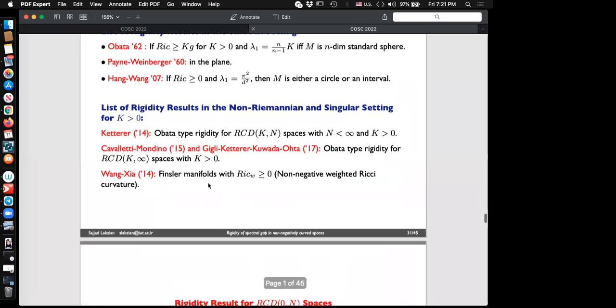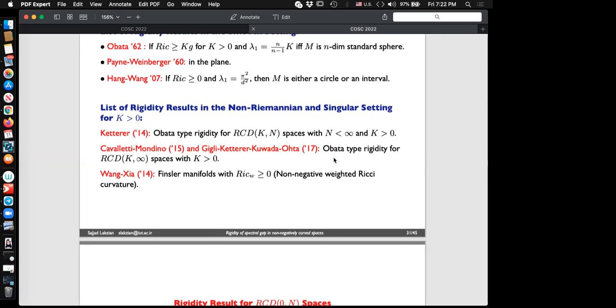So in the RCD setting, the rigidities are, as I said, Christian Ketterer's result for K positive and N finite, and Cavalletti-Mondino for positive K, and Gigli, Ketterer, Kawai, Ohta for, again, positive K and no dimension bound. And the Finsler case is due to Wang-Xia.